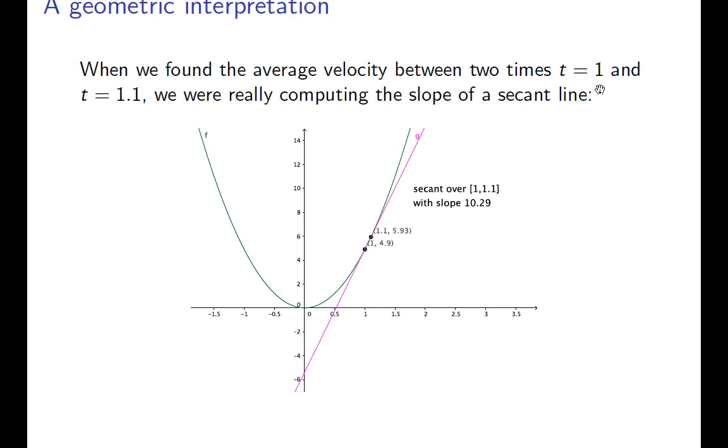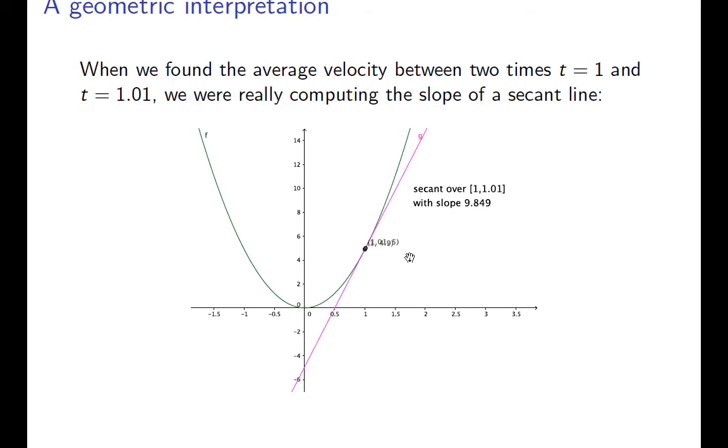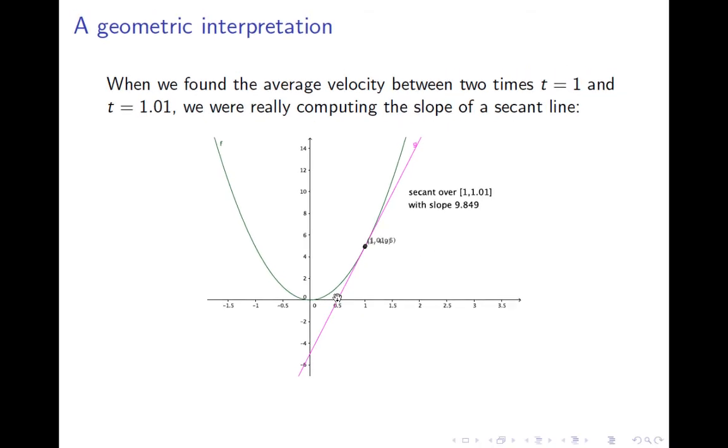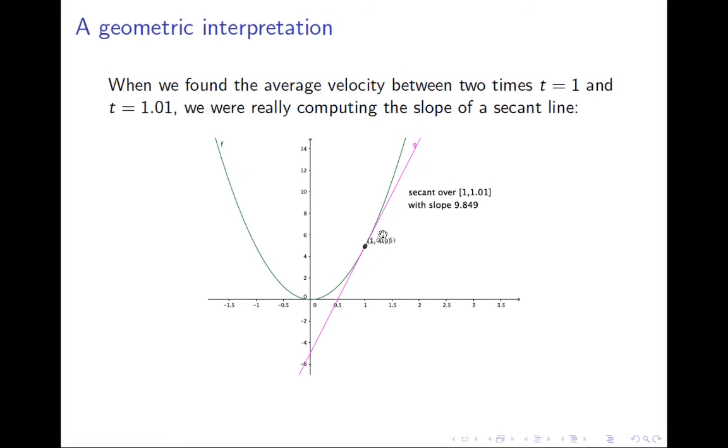So when we found the average velocity between the times t equals 1 and t equals 1.1, we were really computing the slope of this secant line. This is a line with slope 10.29. And when we computed the average velocity between the times t equals 1 and t equals 1.01, we were really computing the slope of this secant line here.